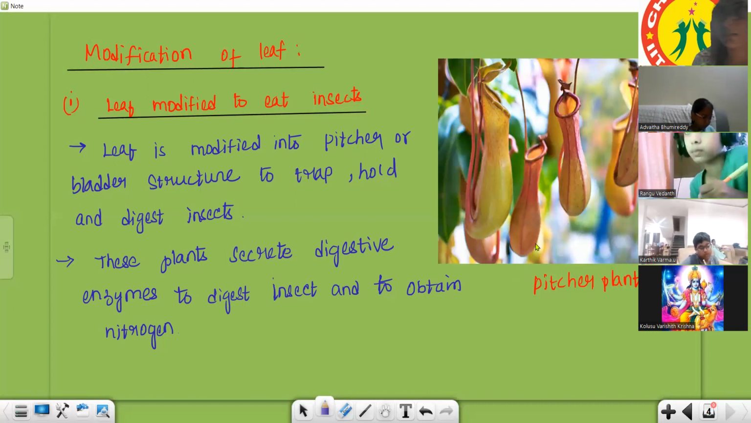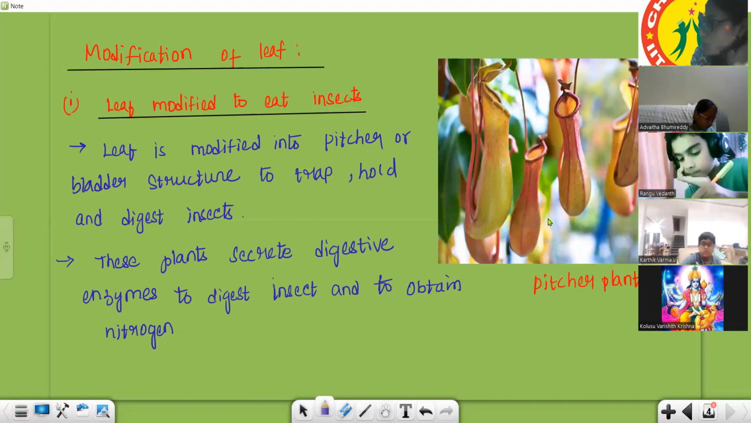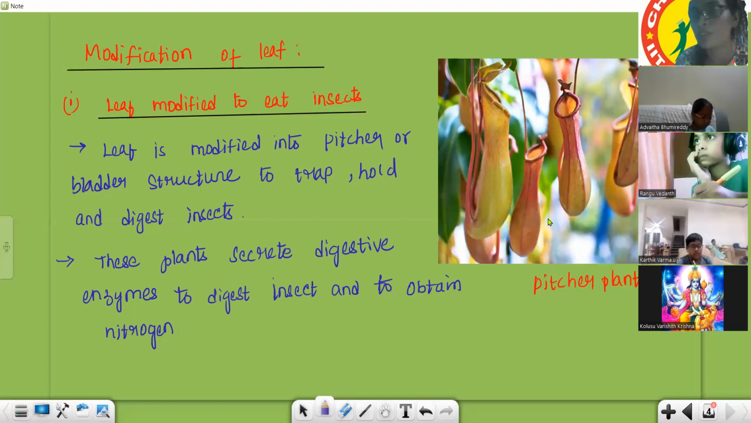Ma'am, how to grow a pitcher plant? So you want to grow a pitcher plant? Means from which source can we grow it? Actually you can find this in mangrove forests and seashores, where there is nitrogen deficiency in the soil.